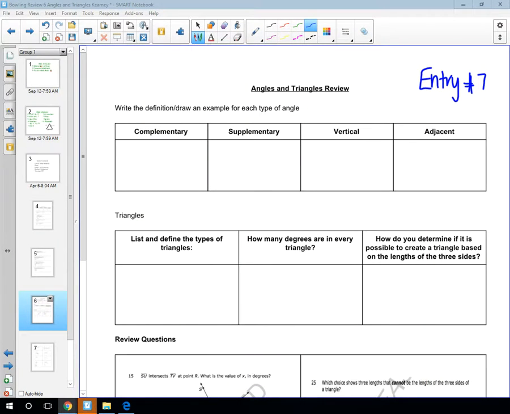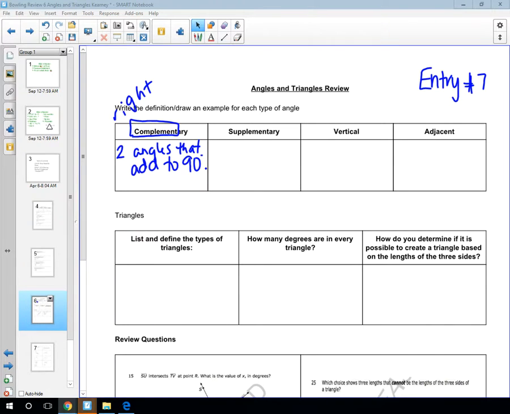Complementary. When you hear the word complementary, what do you hear? Complement. So complementary angles are two angles that add up to 90 degrees. So complement, meaning complementing, saying something nice is the right thing to do. So two angles that add to 90 degrees. Okay, so anytime you see the word complementary, you're going to take those two angles, add them up, and set them equal to 90. Supplementary angles. Two angles that add up to 180 degrees.